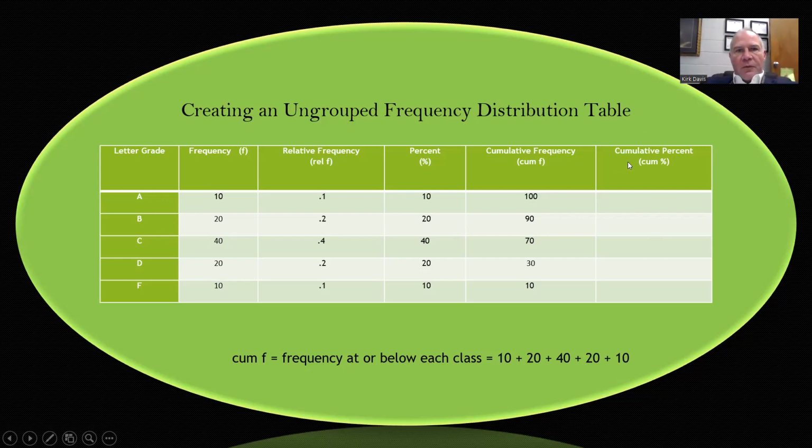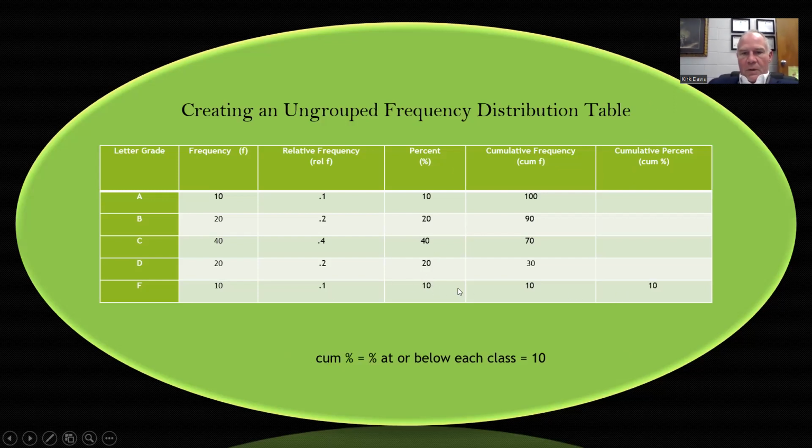We're going to do the same thing to find cumulative percent. All we have to do is add our percentages. And so we have 10, 10 and 20 gives me 30, 10, 20, and 40 gives me 70, 10, 20, 40, 20 gives me 90, and then all of these together, cumulatively, it's got to be 100. That's it.